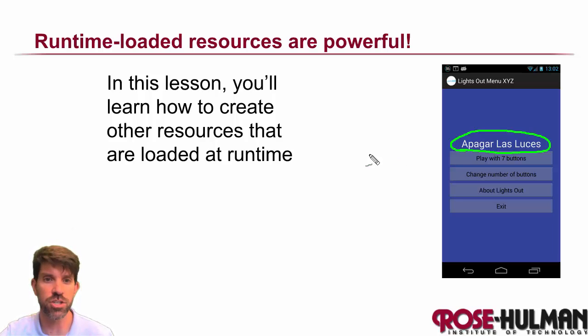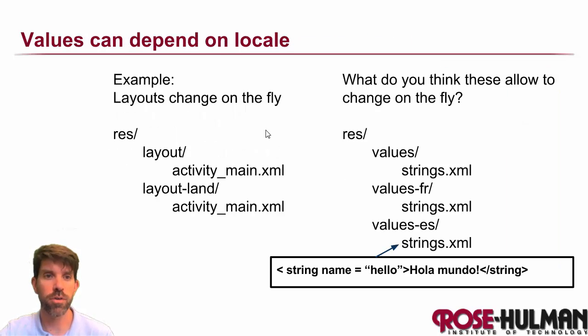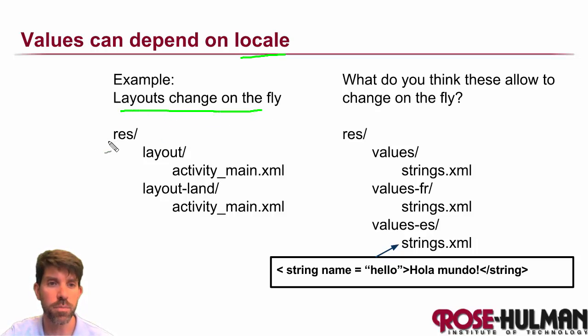So we'll make a language change here, and really use that as a springboard for a quick discussion about other resources that are loaded at runtime. Landscape layout is one of them, but there are certainly many others. Values can depend not only on screen orientation, but on locale. You saw layouts change on the fly because in resources we have multiple folders for the various types of layouts that may be needed.